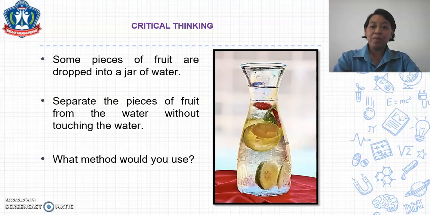For our critical thinking, look at the picture, children. Some pieces of fruit are dropped into a jar of water. Separate the pieces of fruit from the water without touching the water. Can you do it? What method would you use? So what do you think, children? Take your time to answer, and don't forget, send your answer in the Google Classroom.